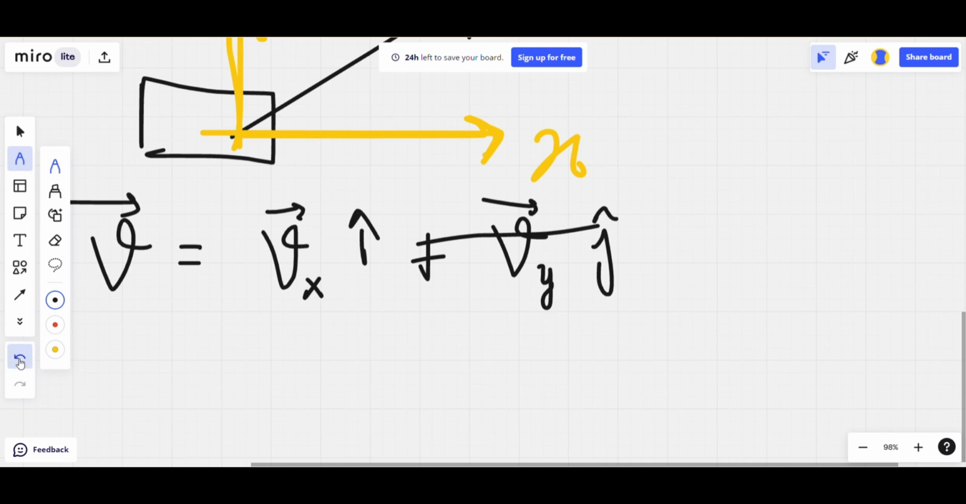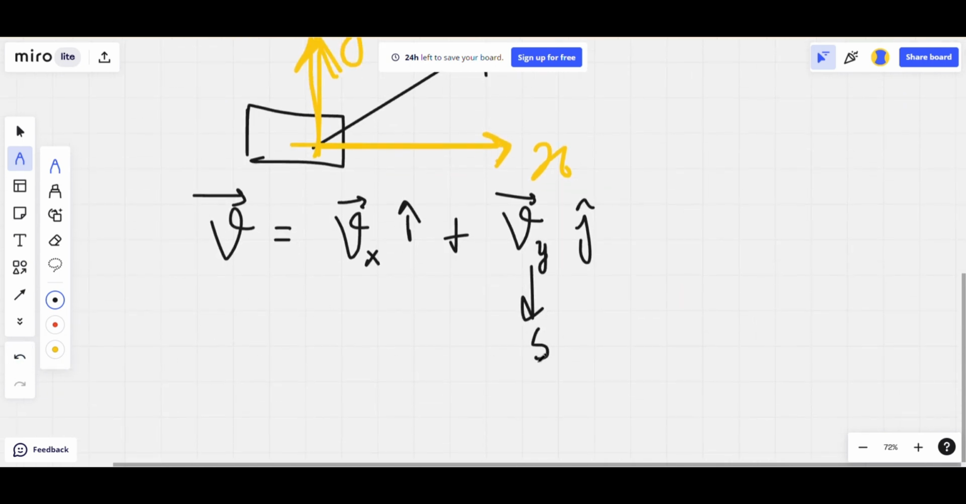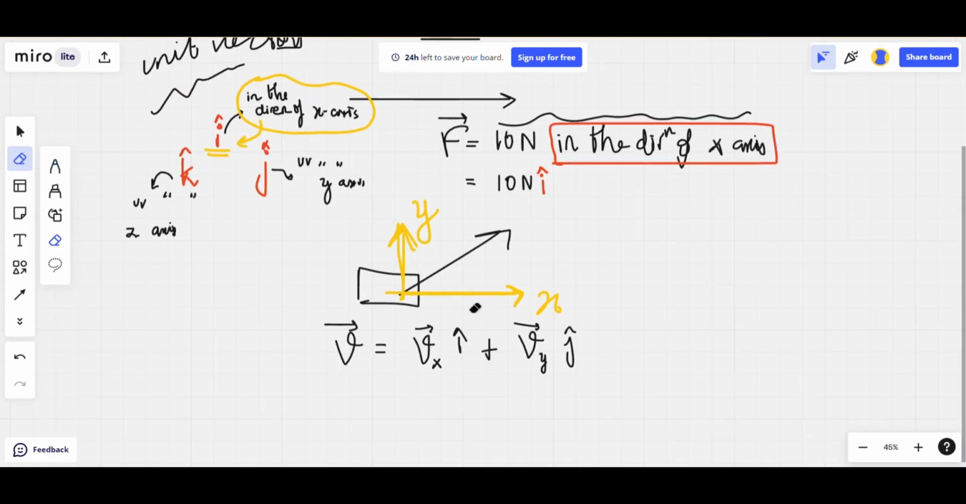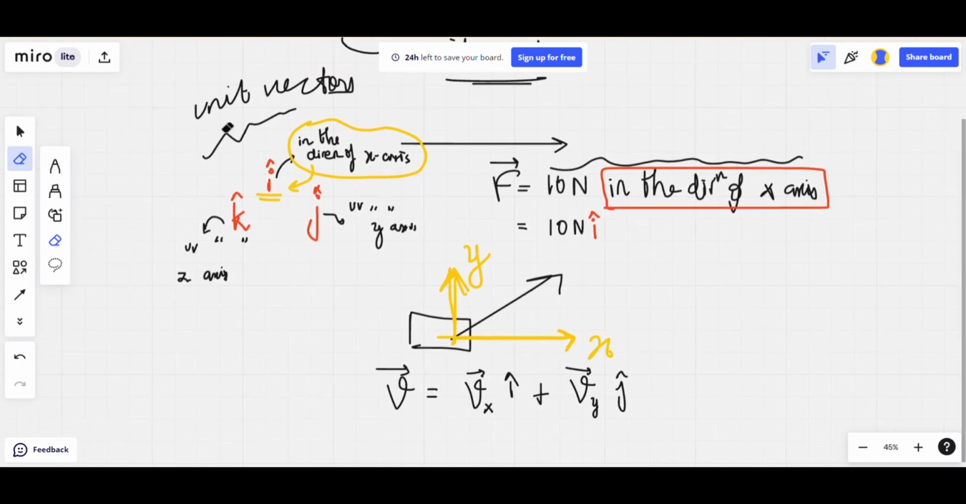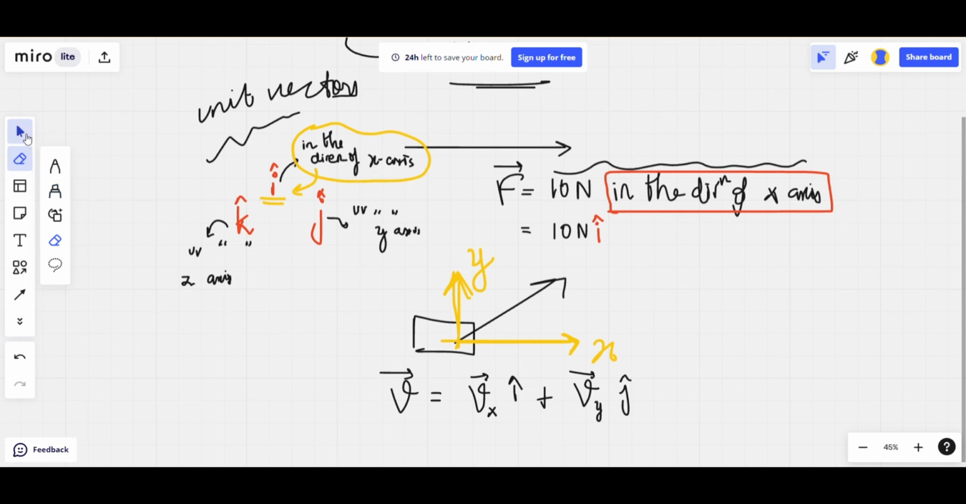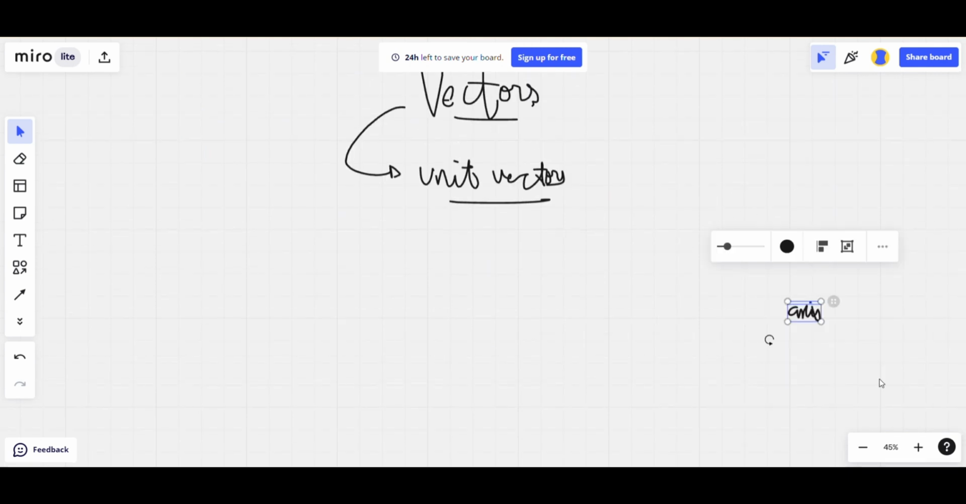Now these values could be anything. It could be 5, it could be 50, it could be whatever. It depends on the observation. So this is a method to represent a vector using the help of unit vectors. Now we're going to be looking forward to this in more detail, unit vectors itself.